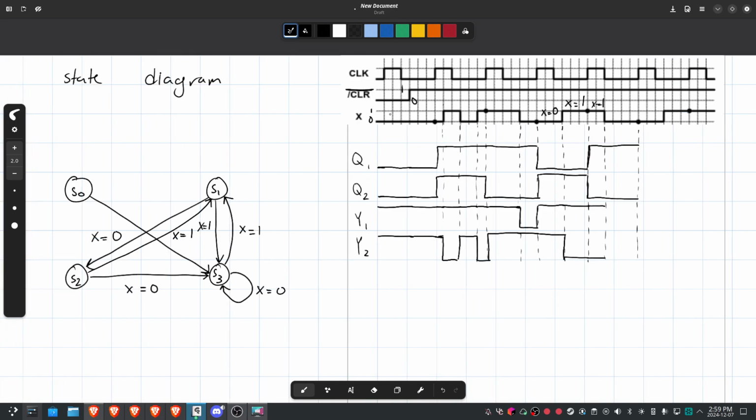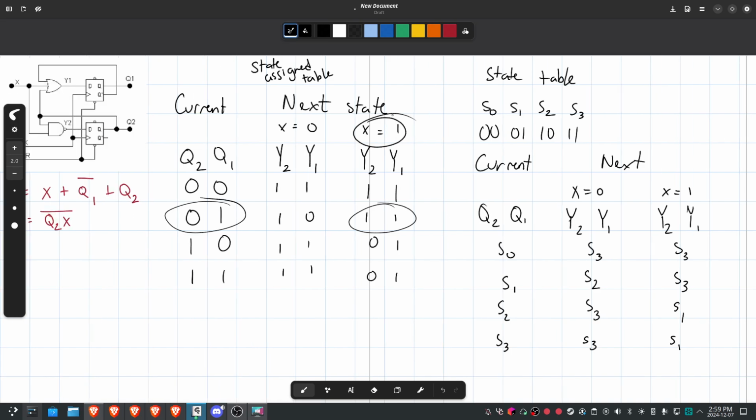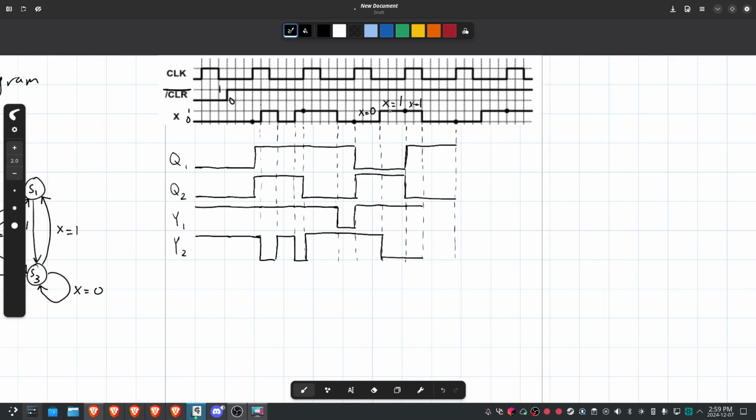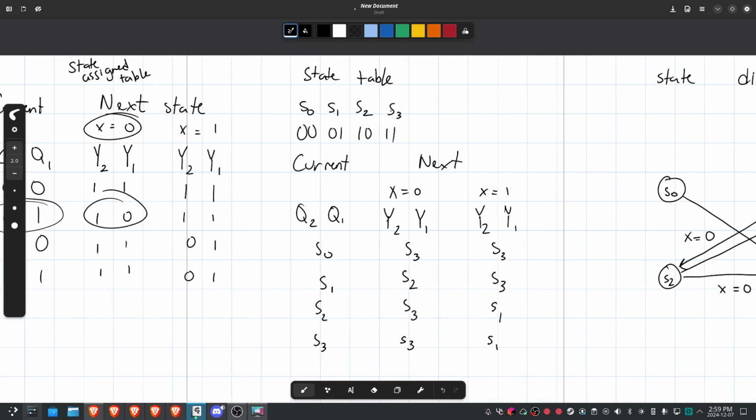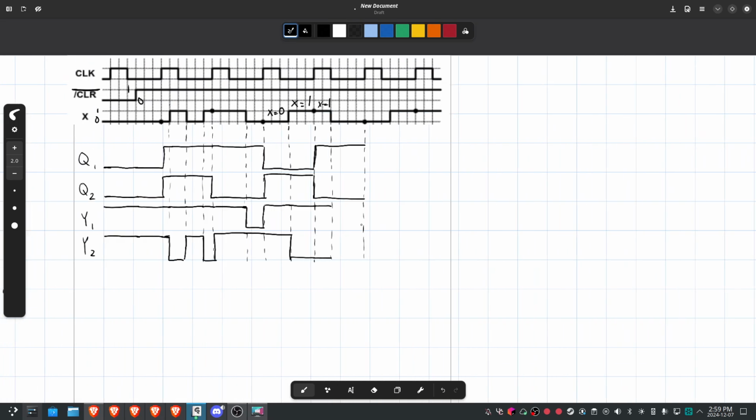All right, now X is 0. Once again, we come back here. X is 0, 1, 0. 1, 0. Y2 is 1. So Y2 is going to jump up.